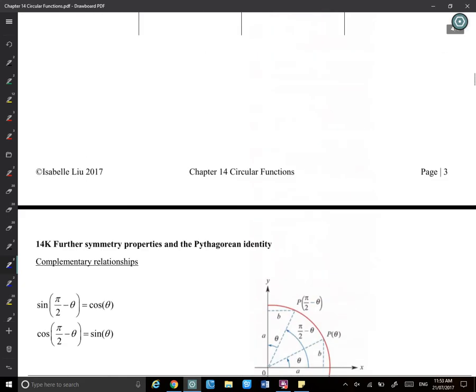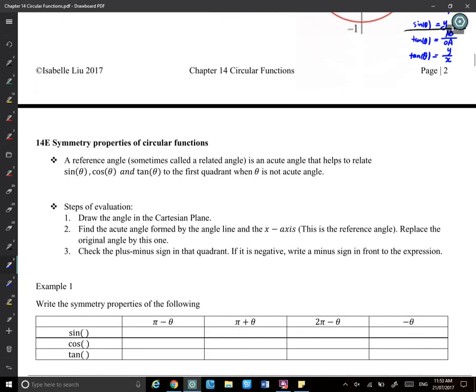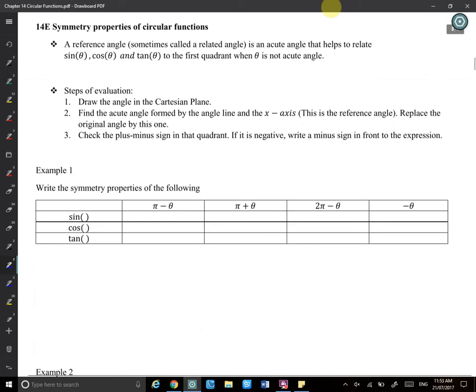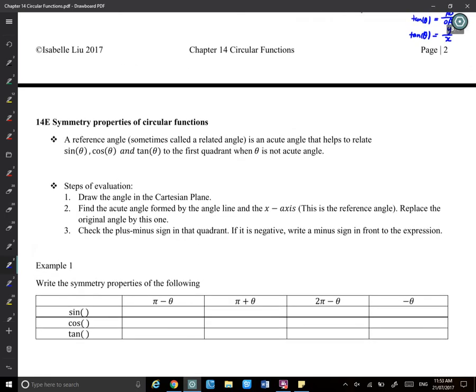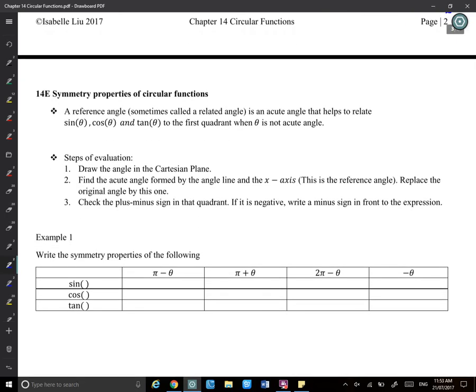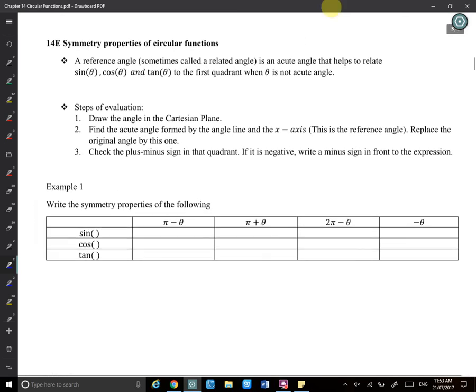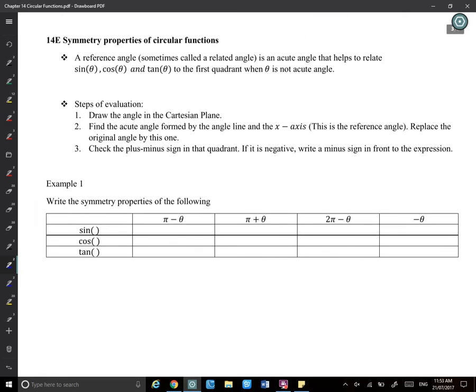Let's go back to exercise 14E, which is page 3. We are talking about the symmetry properties of circular functions. What is meant by symmetry properties? When you have angles in two different quadrants that are symmetrical, for example 30 degrees and 150 degrees, they are symmetry angles. What's the relationship between them for sine, cosine, and tangent values?